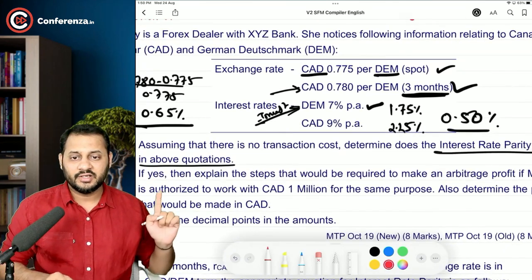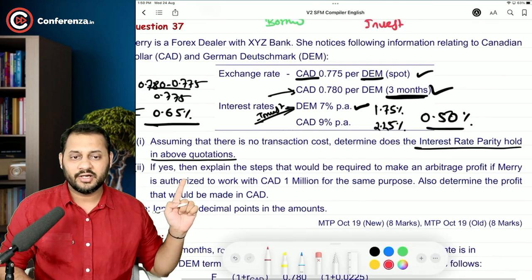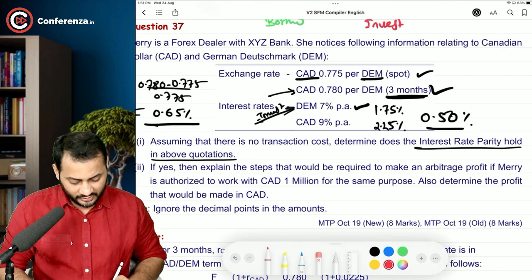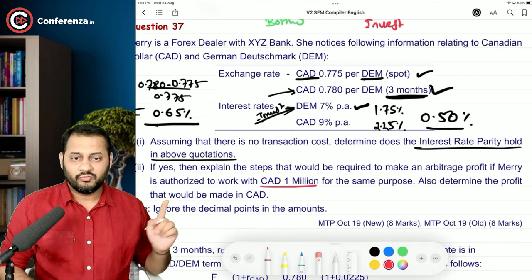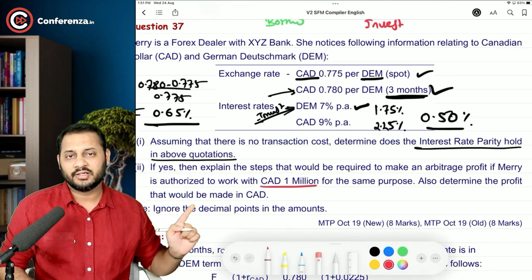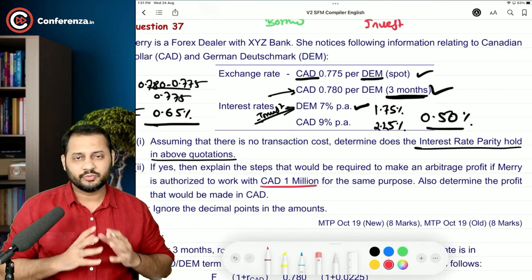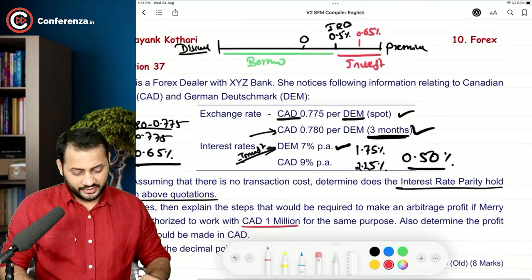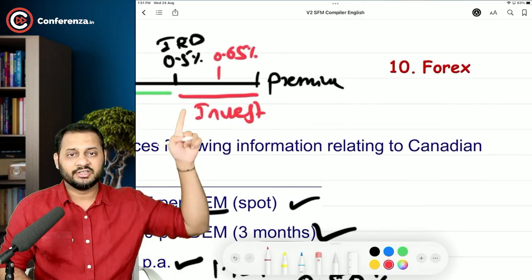Okay. If yes, then explain the steps that would be required to make an arbitrage profit if Mary is authorized to work with Canadian dollar 1 million for the same purpose. Also determine the profit that would be made in Canadian dollar. So everything has to be done in the Canadian dollar. What is your answer? Sir, invest in the Deutschmark.